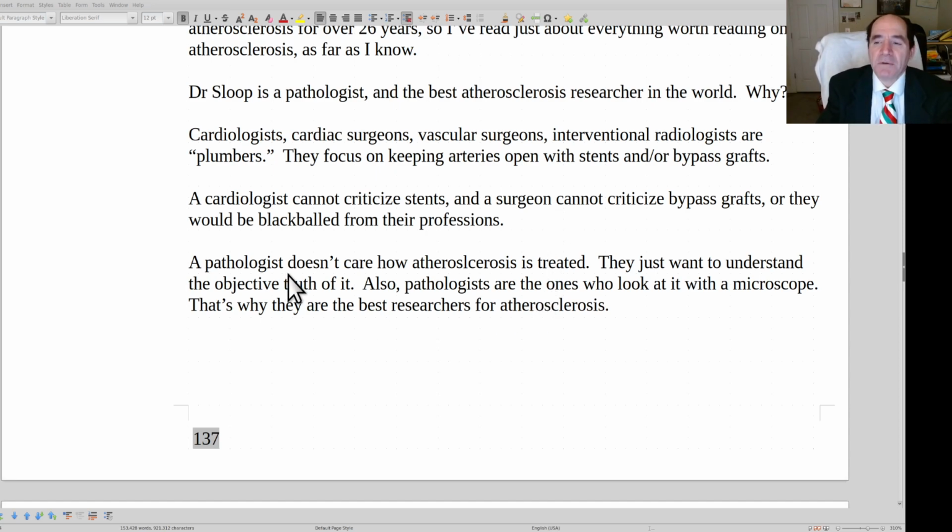Whereas a pathologist doesn't care how atherosclerosis is treated. He could give a rat's tail if it's treated with diet, drugs, or stent, or even therapeutic phlebotomy. As a matter of fact, this guy, Dr. Swoop, the guy's a genius, okay?